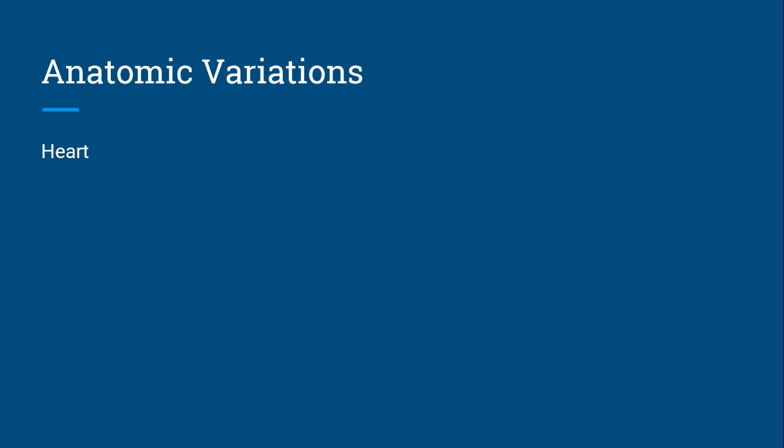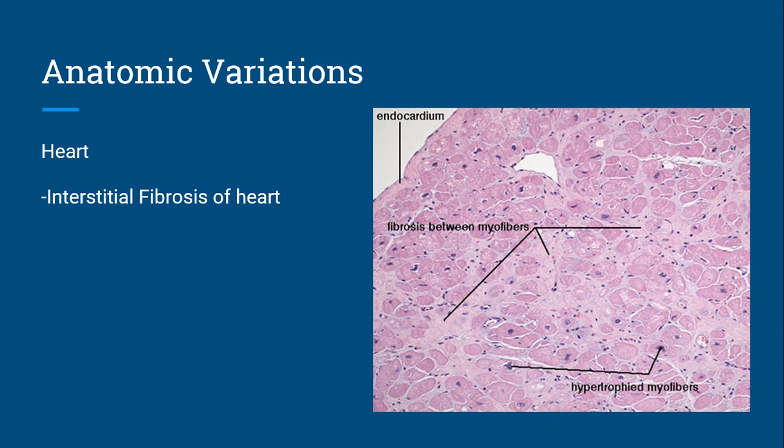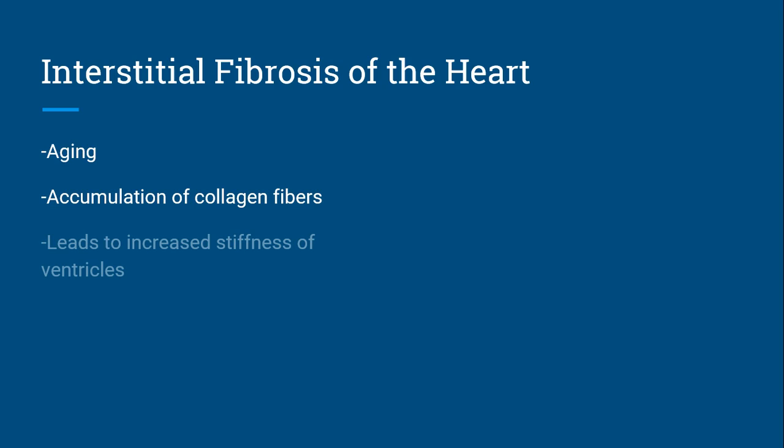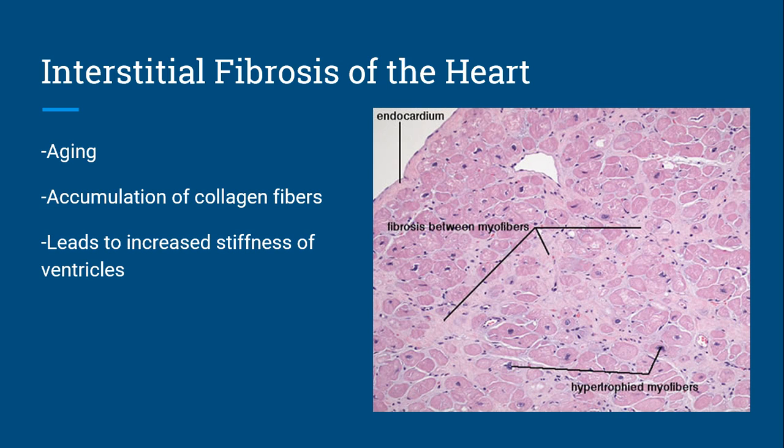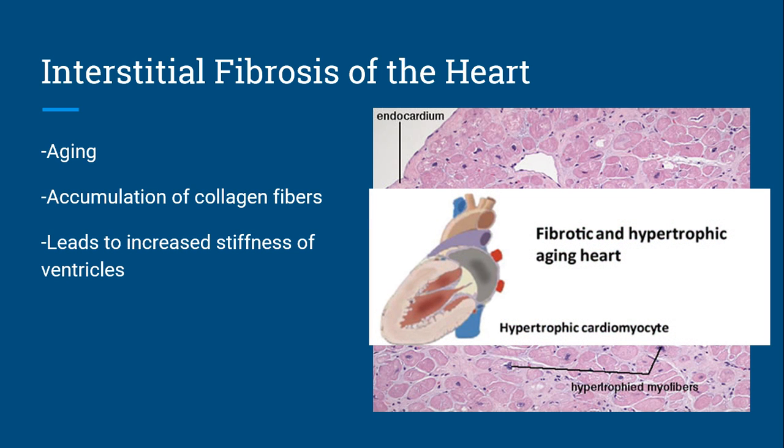Other anatomic variations of the heart: we saw some interstitial fibrosis of the heart. In this slide, which is not our actual tissue sample but is very nicely labeled, you can see the fibrosis between the different myofibers. This is also due to aging, accumulation of extra collagen fibers, which you can see in this picture. This leads to an increased stiffness of the ventricles, so they cannot contract as fully as they once could, leading to a decreased blood flow throughout the rest of the body.